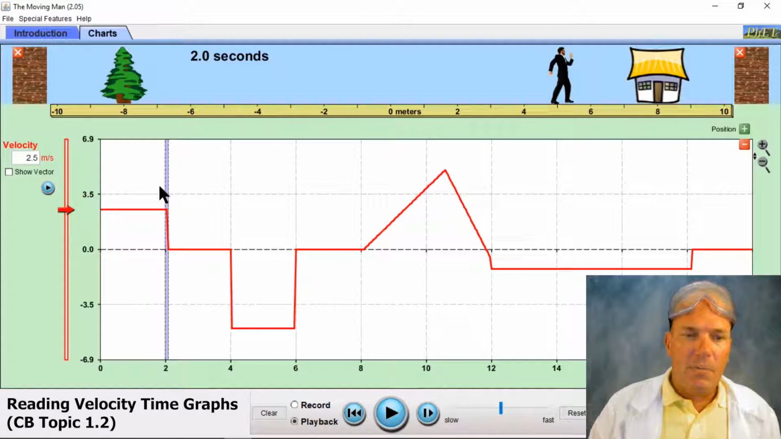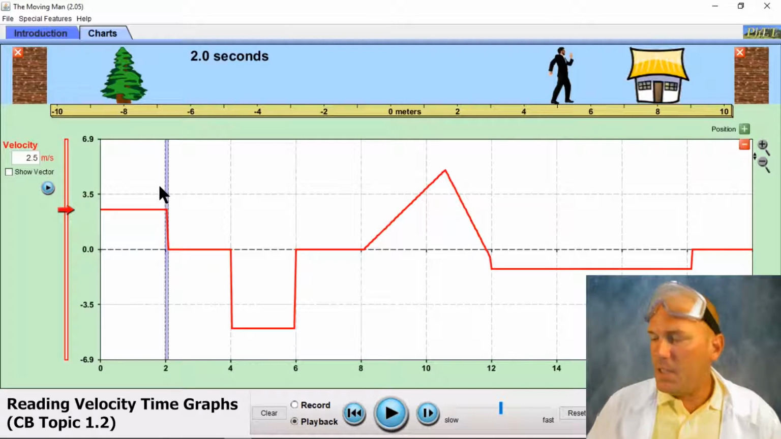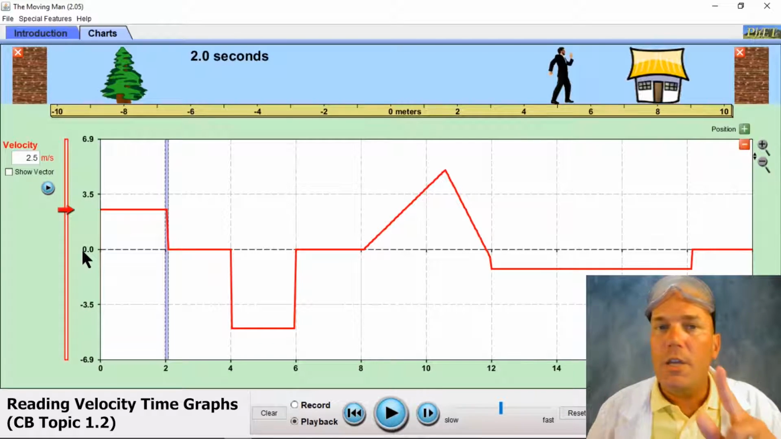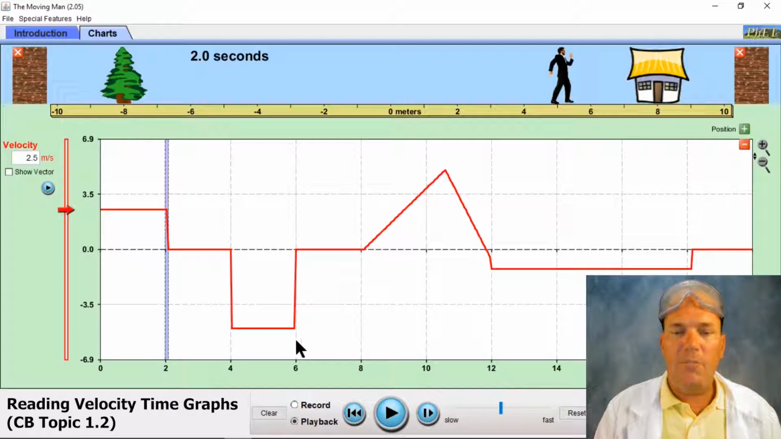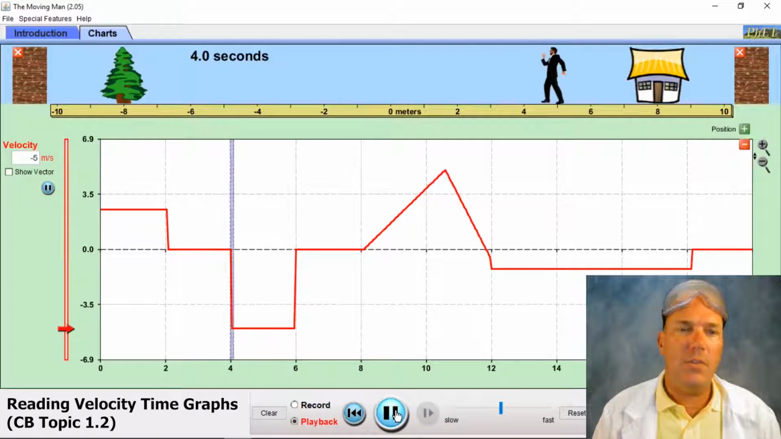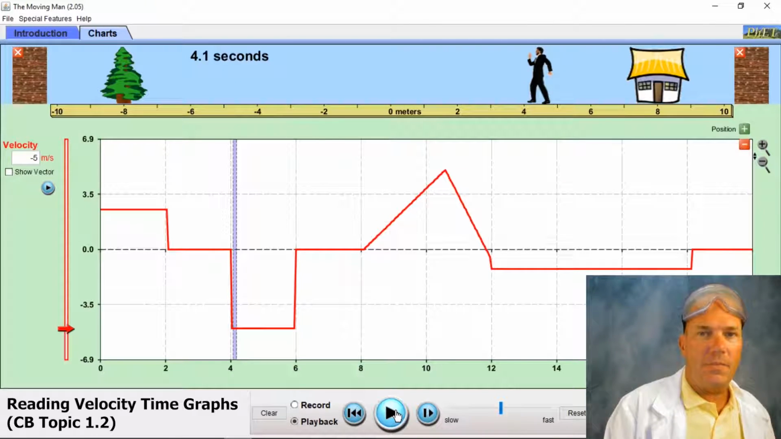Then we see an abrupt change occurring at 2 seconds, and we see our line drop to the origin here of 0, right on the horizontal axis. Well, that corresponds with 0 meters per second. So the man will now remain stationary for approximately 2 seconds here before turning and moving back to the left.